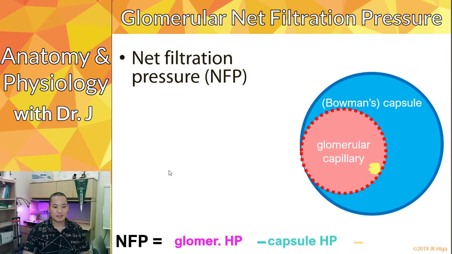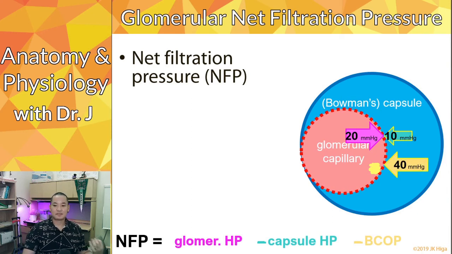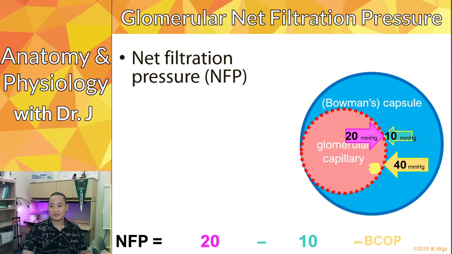And then what we have here is a different example. So our glomerular hydrostatic pressure, or GHP, is 20 in this example. And then our capsular hydrostatic pressure is the same, 10 millimeters mercury. But our BCOP is 40. And say this person's a little dehydrated. What is our net filtration pressure? Well, this person actually has a very low GHP to begin with. So what it is, negative 30. Yep, 20 minus 10 is 10, and 10 minus 40 is negative 30.